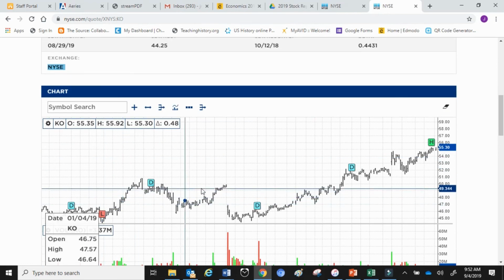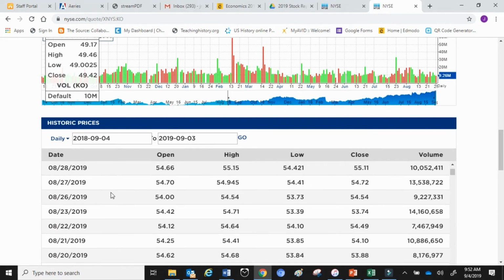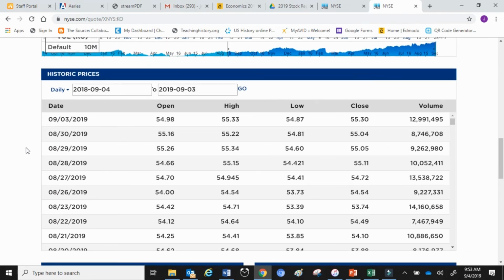Right here we've got a beautiful little graph. It's just pretty. But right here is historic prices. This is the part we want. So historic prices, I want to look back at the closing price on the 3rd. So I'm going to find September 3rd, which was just yesterday, so it's still at the top. And it gives us 5 different columns. We only really care about one. Do we care about the opening price? No. Do we care what it opened at yesterday? No. Do we care what the high price yesterday was? No.